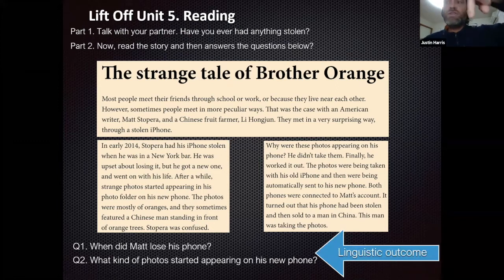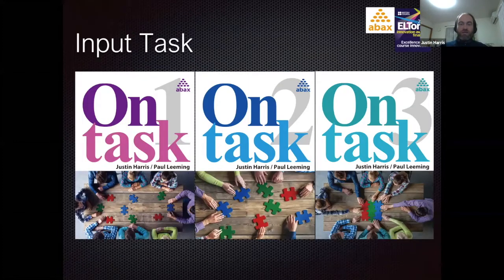Now, these questions, this is a linguistic outcome. We're looking for the answers to those questions before we've read it, really. And we're just searching the reading for answers to questions. We're just looking for language, very entrance exam style. So we thought, why couldn't that become the basis of a good input task? And that's what we used as the main input task in this book series.